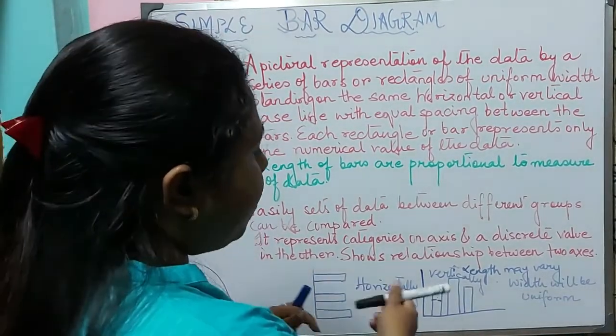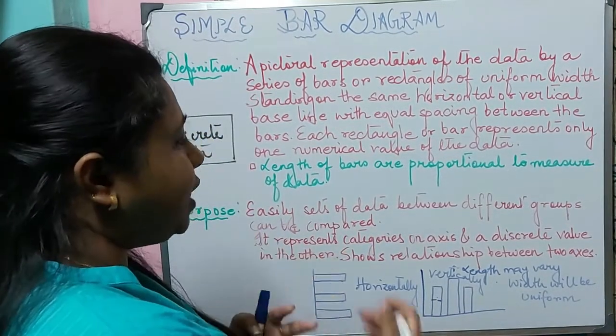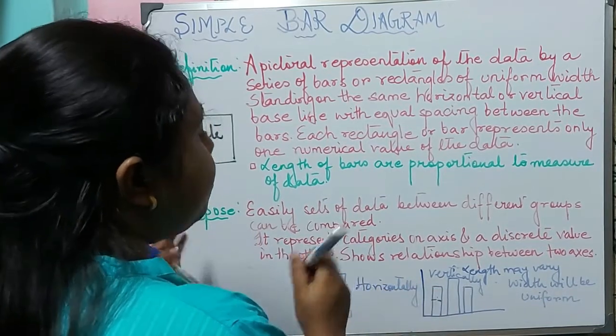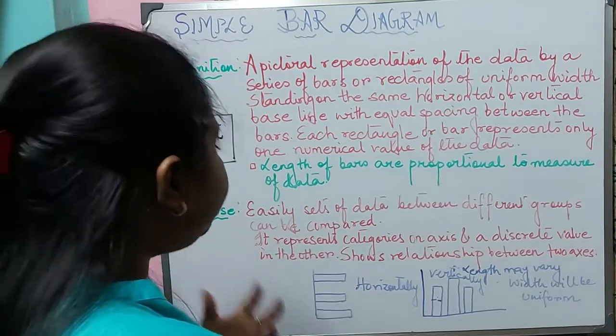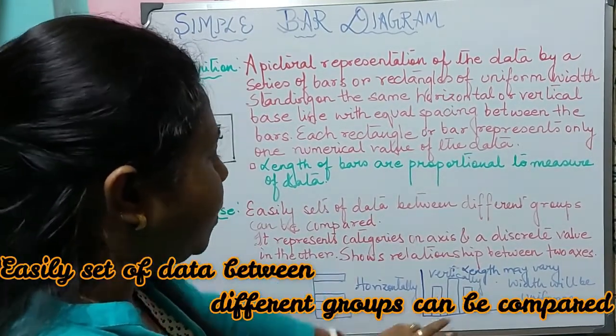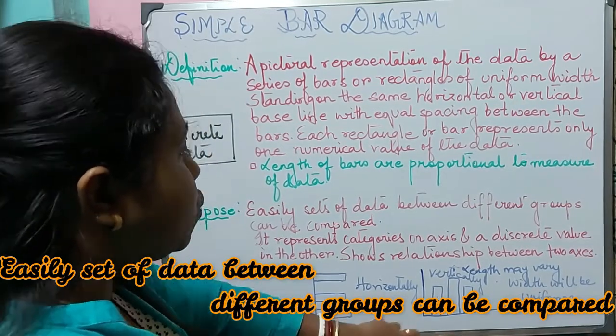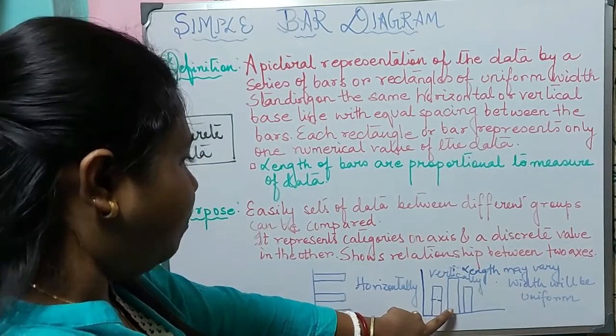Now the length of the bars are proportional to the measure of data. That means on the basis of the data, the length of the bar may differ. Now what is the purpose of the bar diagram? The purpose of the bar diagram is that sets of data between different groups can be compared easily. So we can easily compare between different sets of data.